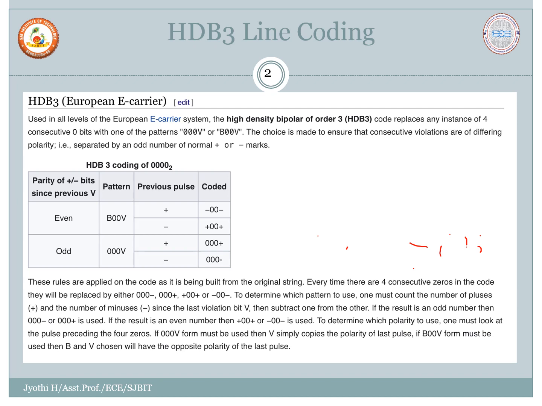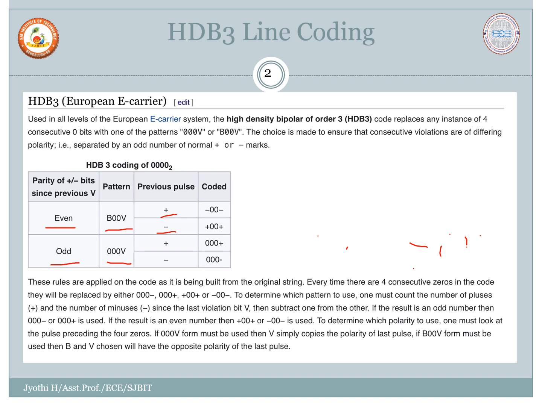There are two codes you are observing on the screen. One is B00V, the other one is 00V. When you receive an even number of ones before the consecutive 4 zeros, then the code is B00V. If it is an odd number of ones before the consecutive zeros, it is 00V. The plus indicates the previous one's polarity. If the previous one polarity is plus, then it is minus 00 minus. If it is negative, then it is plus 00 plus.